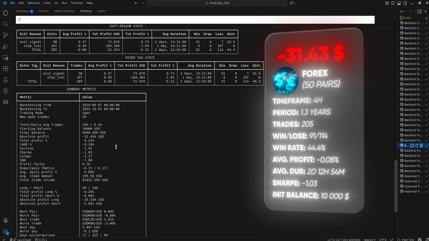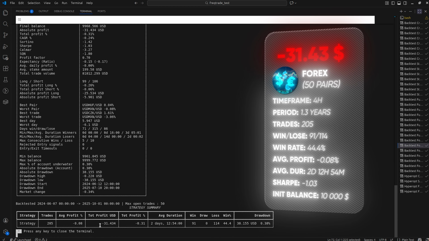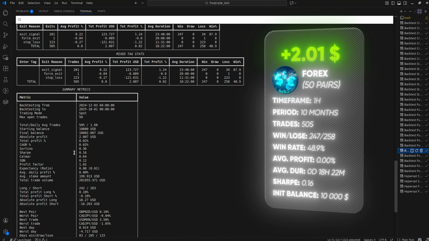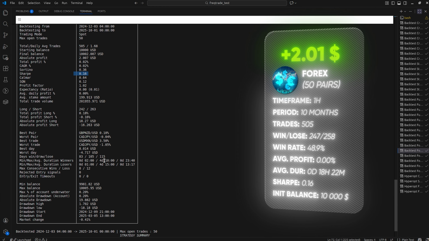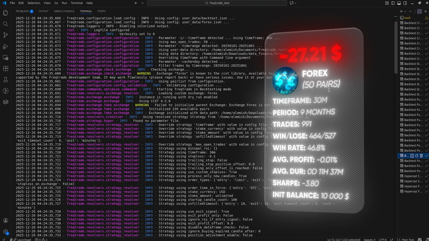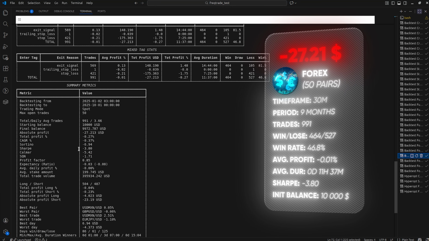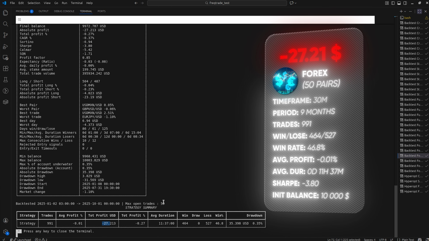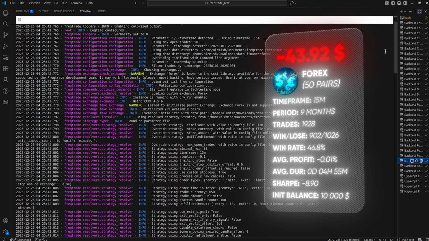Next 4 hours time frame. Results table, and negative Sharpe, minus 1.03, and we lost $31. 1 hour time frame. This time we have a positive Sharpe, 0.16, and our profit is only just $2. Next 30 minutes. This time Sharpe is negative, minus 3.8, and we lost just $27. Next 15 minutes time frame.